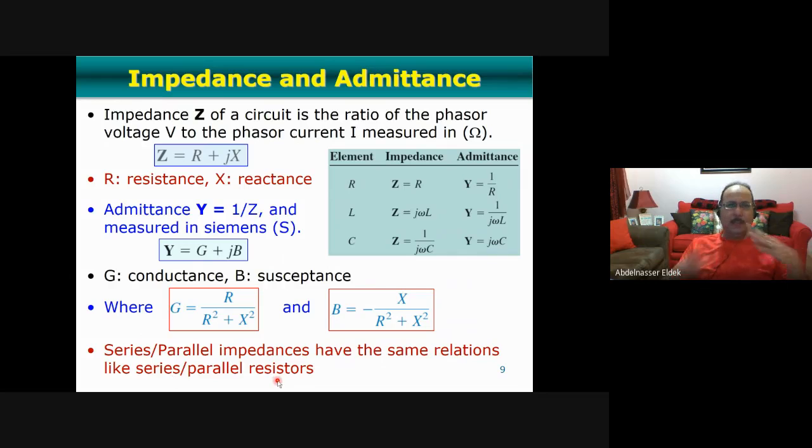Okay, so here is a series and parallel impedance. You would deal with them exactly like resistors. There's no difference at all.